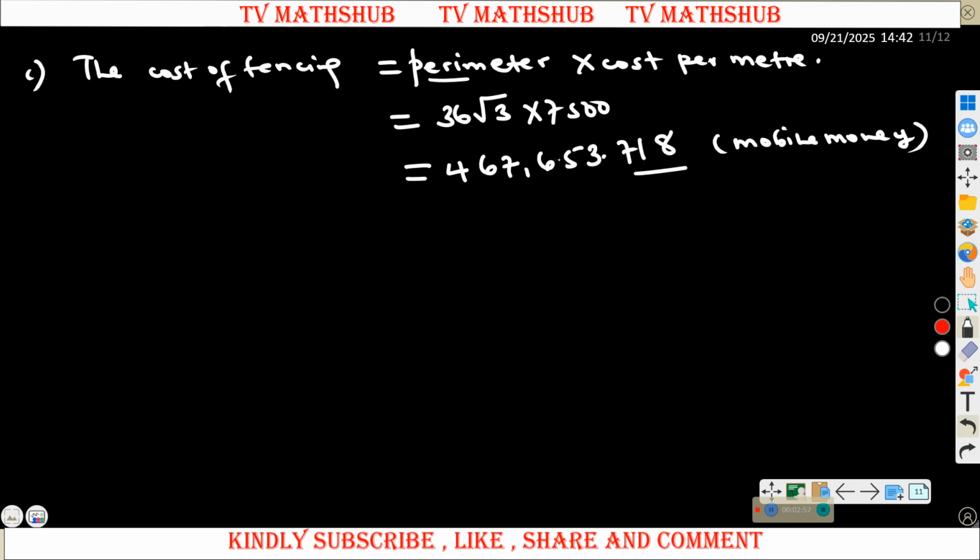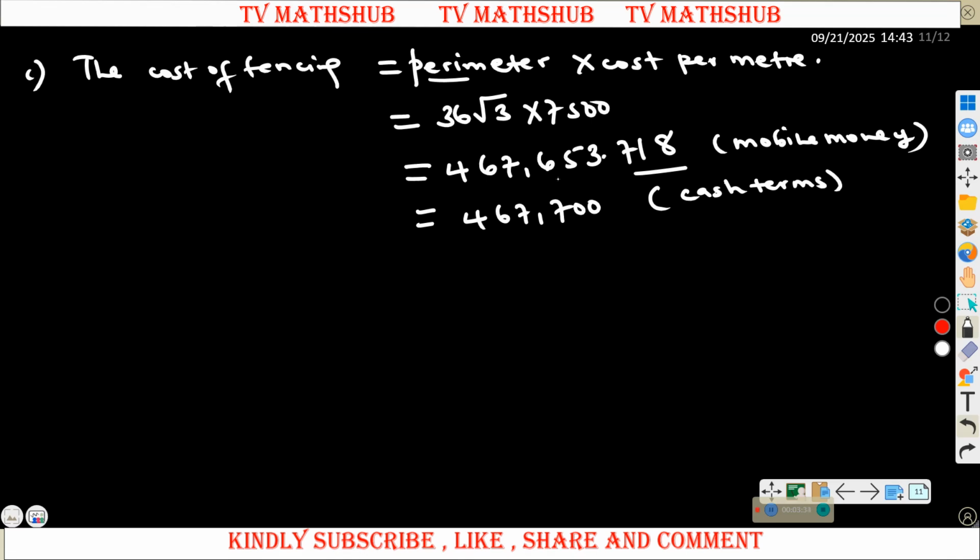So to the nearest shillings, we can have this as 467,600 and the 53 to the nearest will be 100. So this will give us 700 shillings. So in cash terms we can have this, but in mobile money terms, you can have that. Even on bank, you can have such an amount. But in cash terms, this 53 will be approximately equal to 100, because it is already greater than 50.